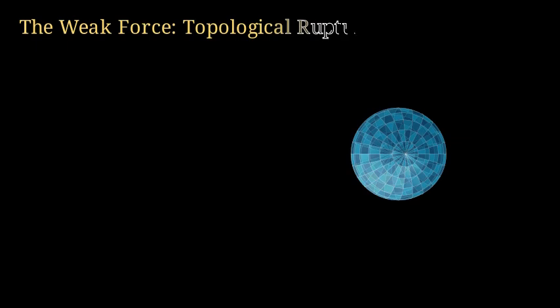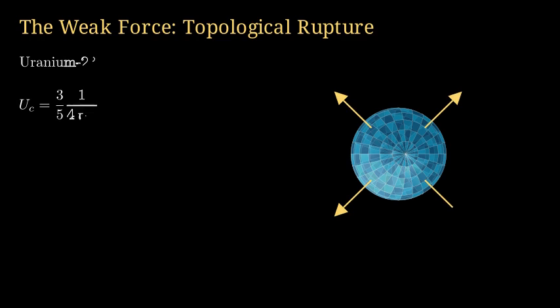We now apply these pressure mechanics to the atomic nucleus. Radioactive decay is not a random statistical probability. It is a determinable structural failure. We evaluate uranium-235. As the atomic number reaches 92, the outward electrostatic Coulomb expansion scales exponentially.